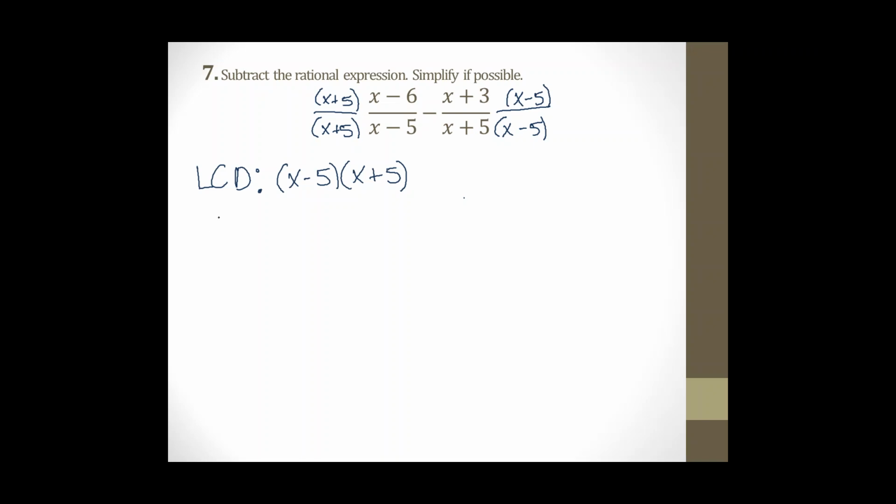I'm just going to write out what we have. So we have x plus 5 times x minus 6, I'm focusing on the numerator, minus, now notice I put this in parentheses because I want to distribute that negative eventually, x plus 3 times x minus 5. And remember, the whole point of this was to get a common denominator. So I'm going to put that all over our common denominator now.